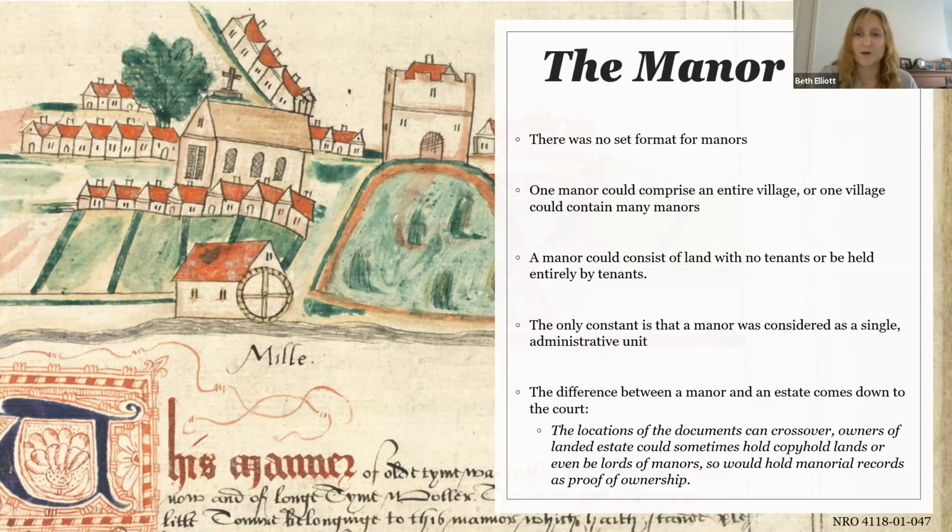When you're starting your manorial research, you may find that some manorial records appear within estate records or estate collections as well. They are separate. The main difference between the two is the manor court. Manors had the right to hold a court, while estates didn't. The reason they may appear in estate collections is that owners of landed estates could also themselves own manors, so they'd need to hold those records to prove their rights to that ownership.